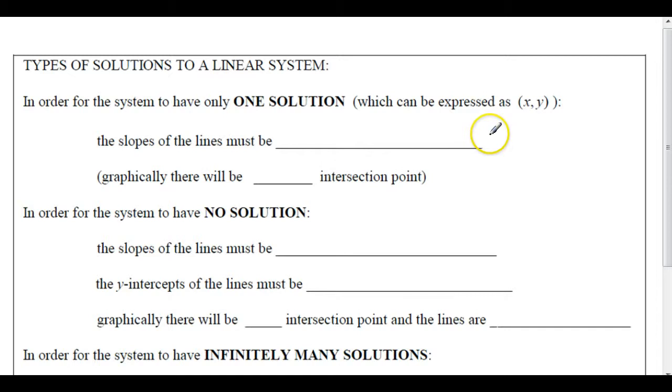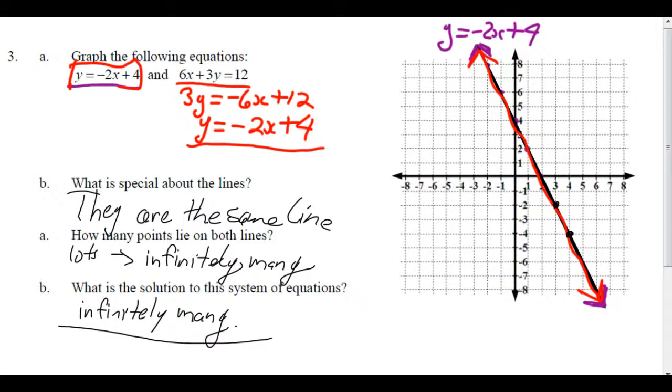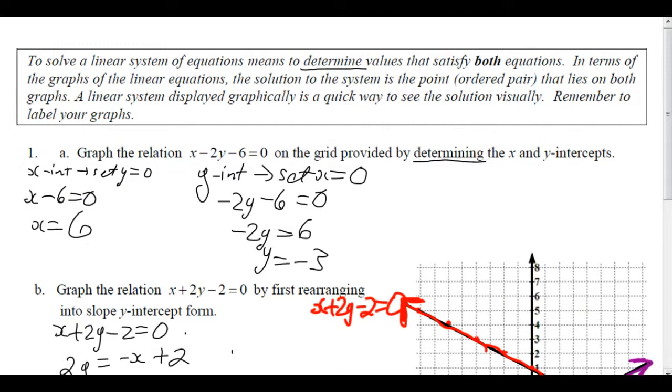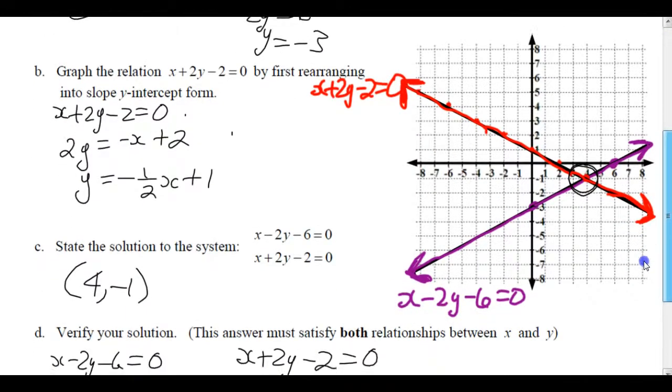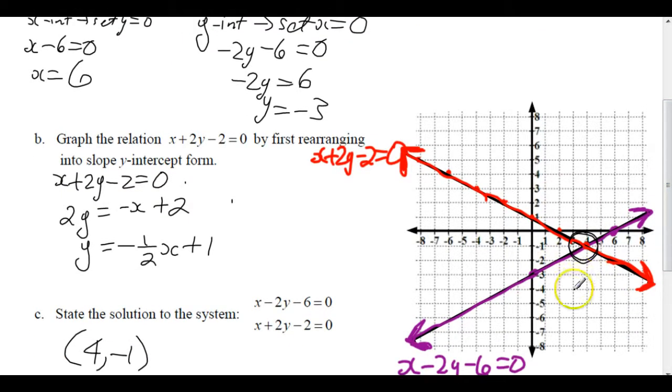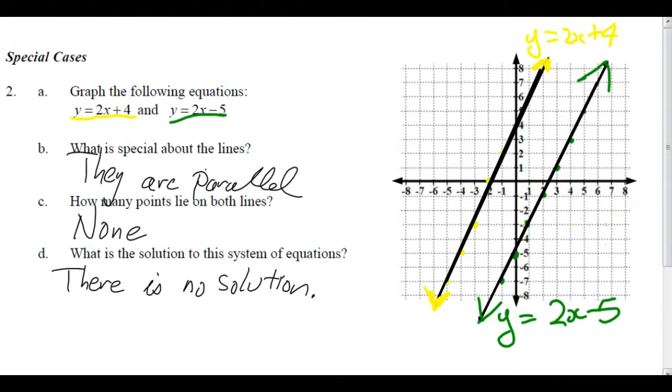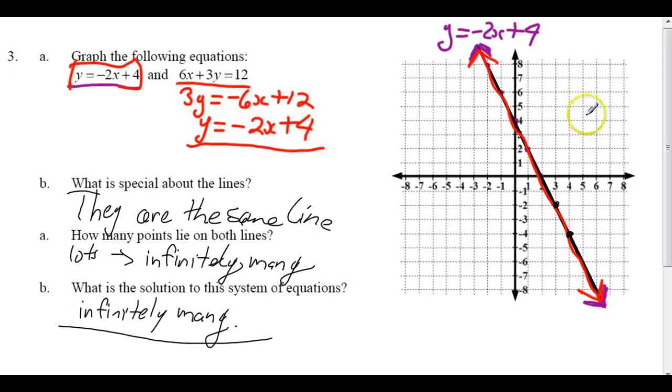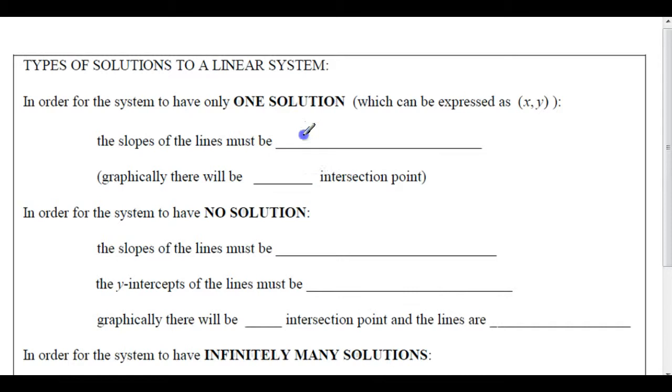In order for a system to have only one solution, the slopes of the lines... okay, let's go back and take a quick look. So we've got two special cases. So here we have a solution. Now what happened? Well, these lines have different slopes, so they're going to cross at one point. If the lines have the same slope, then they're parallel lines and they won't intersect. And if the lines have the same slope and the same y-intercept, then they're the same line.